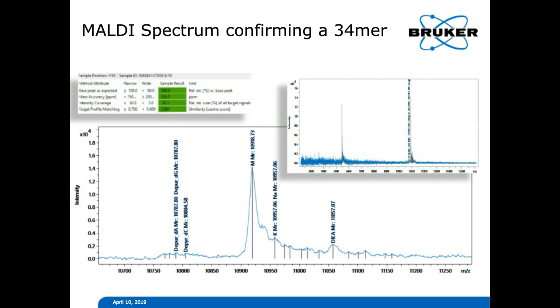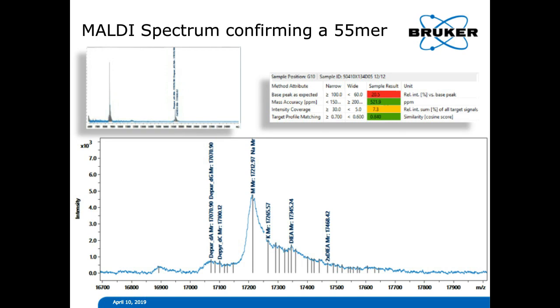The third sample is for a larger oligonucleotide. This is a 55-mer, and as you can see, the mass is seen at around 17,000 Daltons. In the table, if you notice, there are some attributes that have not passed. So we see a red color coding for the base peak and a yellow color coding for the intensity coverage. So this sample probably needs to be run again or checked by another method, like maybe ESI.